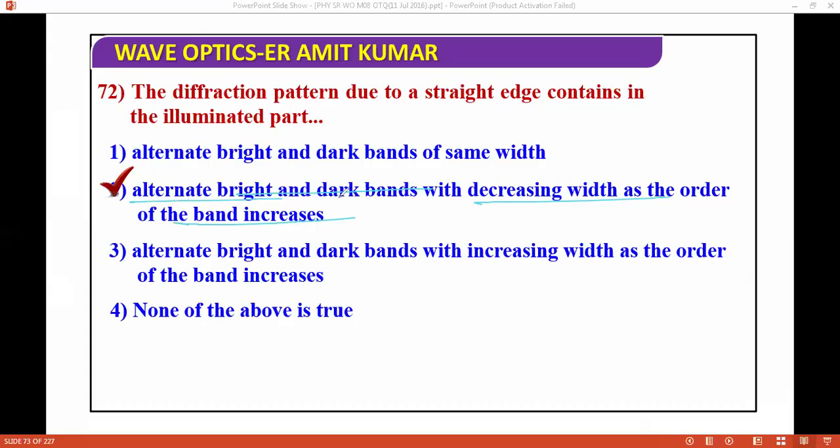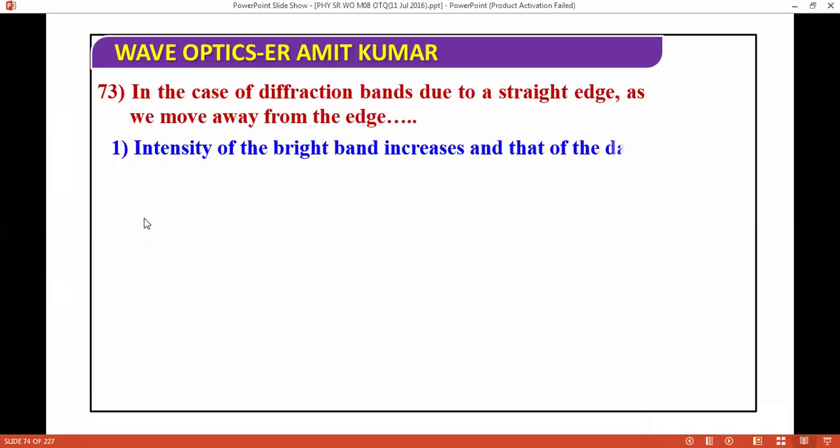Alternate bright and dark bands, with decreasing width as the order of the band increases. Okay, so next question I'm moving ahead to: in the case of diffraction bands due to the straight edge, as we move away from the edge.